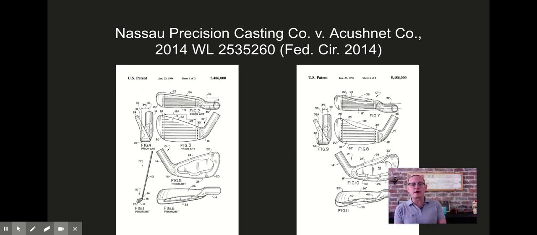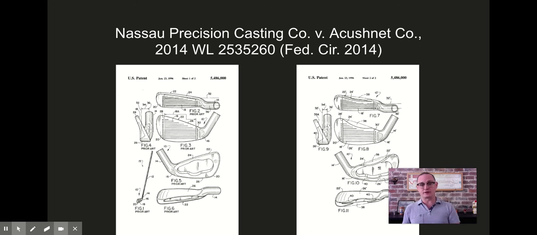Okay, so let's talk about the Nassau Precision Casting v. Acushnet case. What happened here? Nassau owns patent number 5,486,000 on a weighted golf club head, or more specifically, a golf club head in which the weight is placed in particular locations on the club head. There are two patent claims at issue in this case. What's the problem? Nassau is asserting that the Acushnet company is manufacturing clubs that infringe on its patent claims.